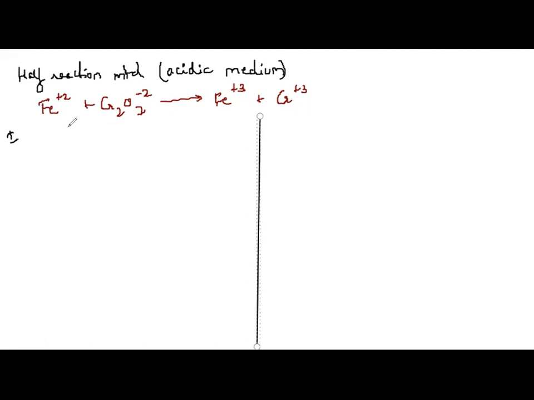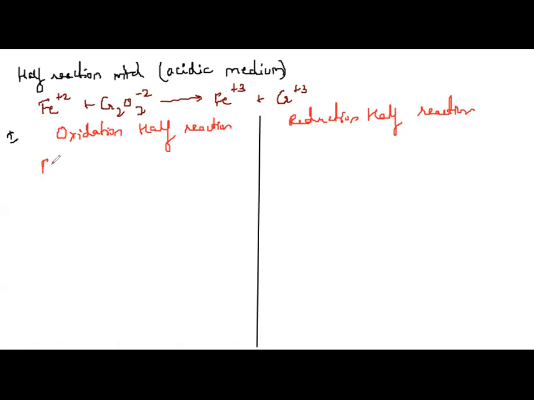So what will we write here? I will write here oxidation half reaction, and here I will write reduction half reaction. Now see, we need to identify which is the oxidation half and which is the reduction half. So this is the first step. Fe2+ is becoming Fe3+, which means what? Loss of electrons. So that itself is oxidation, right? Loss of electrons, increase in the oxidation number is oxidation.